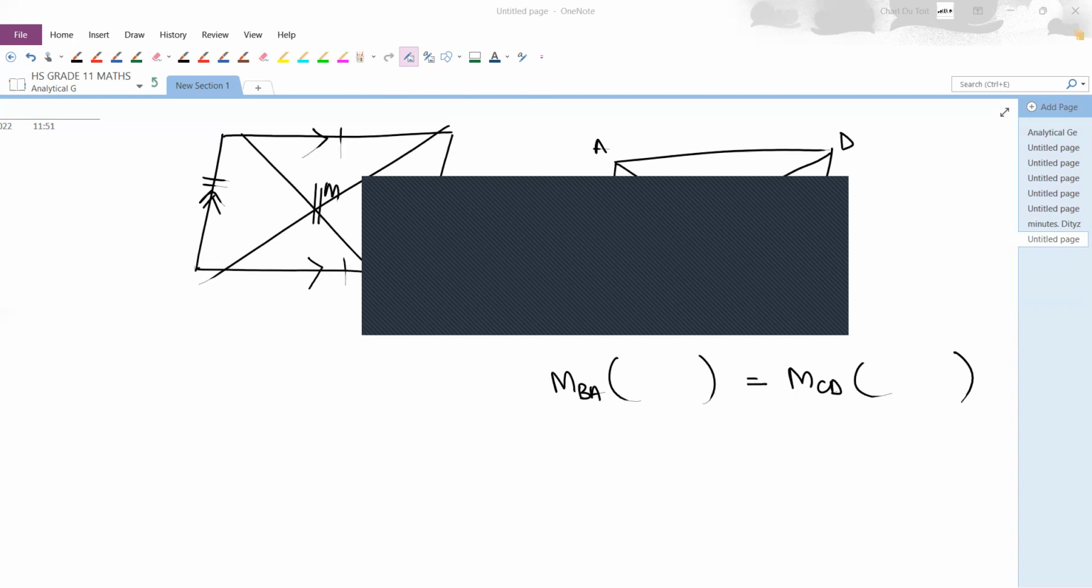Okay. Right, we're finished. We will spend more time on analytical geometry next week. There's some quadrilateral stuff. And then we'll go on to other work.